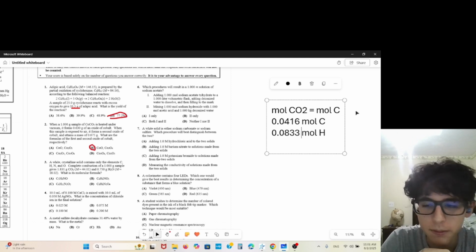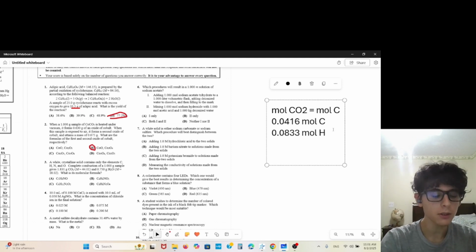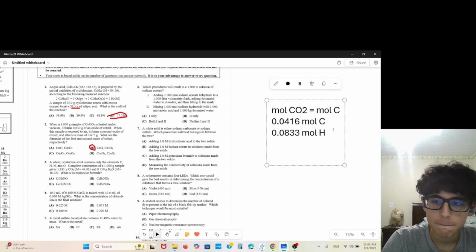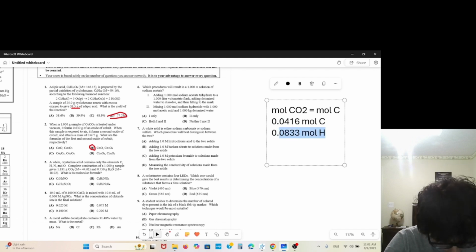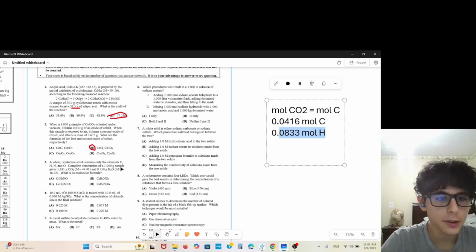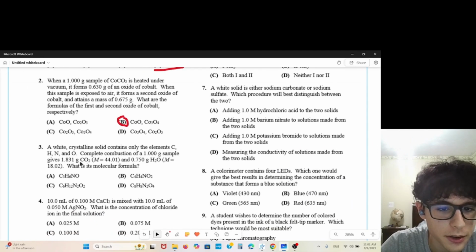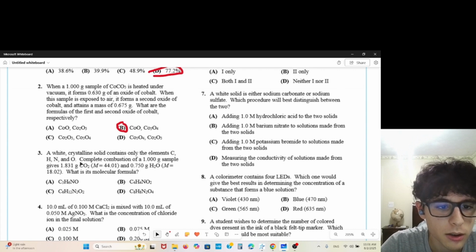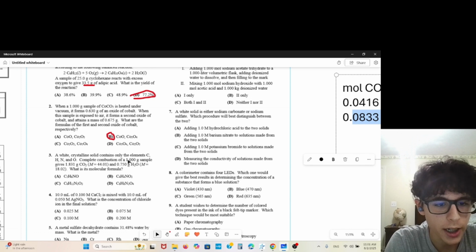All right, pretty straightforward. Now you have to figure this out because it's a 1 gram sample. You're going to have this number of moles of C, this number of moles of H. And from there, you have to be smart about the oxygen and the nitrogen. This is different because there's extra nitrogen, so we're going to have to plug in the answers. 1 gram of A. Let's see what happens.